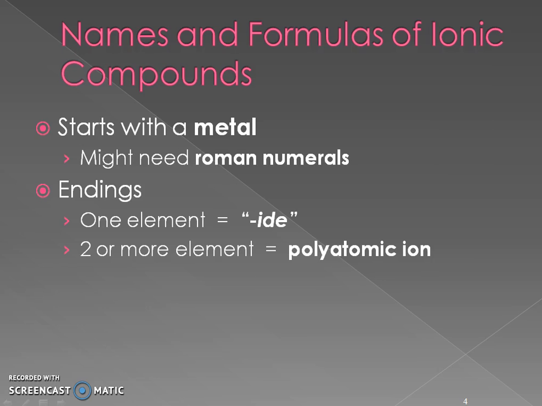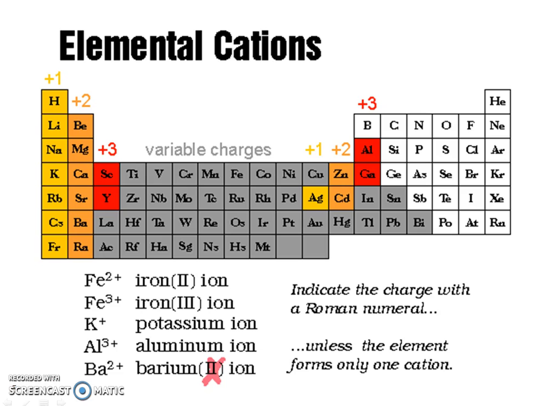So again, I want to remind you, you may want to pause the video, fill in the blanks in your packet, and then play to hear my words. So we want to remind you that an ionic compound will start with a metal, and we're going to name that metal, and sometimes we need Roman numerals. For the ending, for the one element, we're going to change that non-metal to IDE. And if it has two or more elements in the second part of the compound, we just name that polyatomic ion. And this is why you just learned that in the previous section.